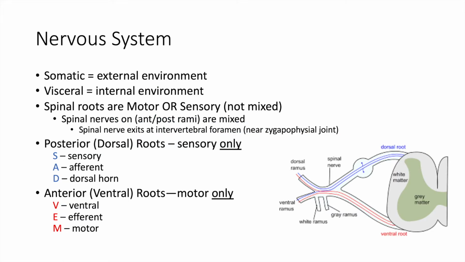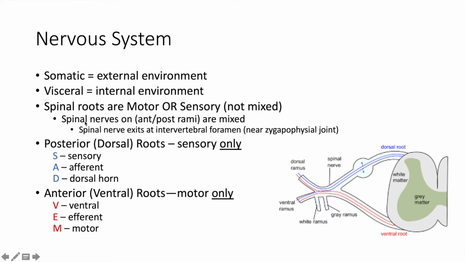Our nervous system is very important. Our somatic deals more with our external environment. Our visceral is more of our internal. In osteopathic medicine, you'll hear a lot about somatic dysfunctions. And the visceral, I think of more as organ systems and what's in the body.